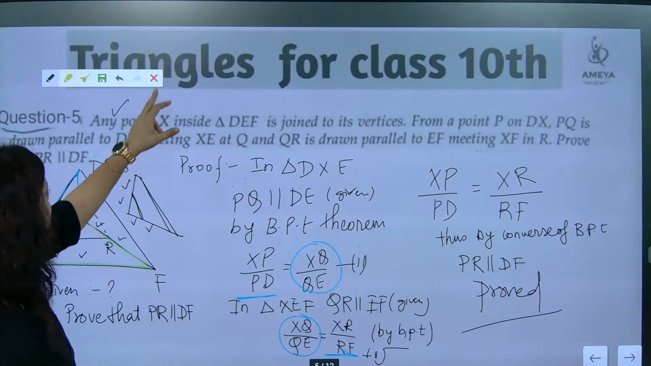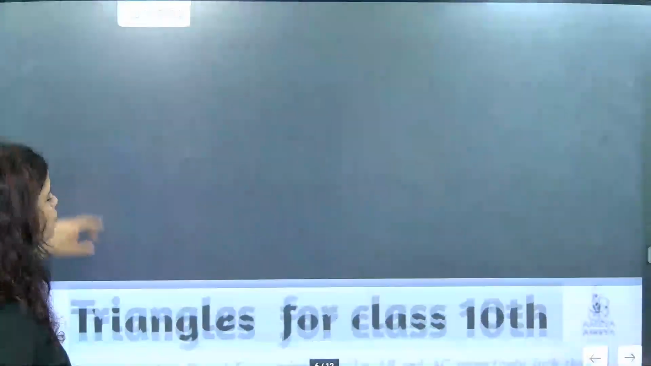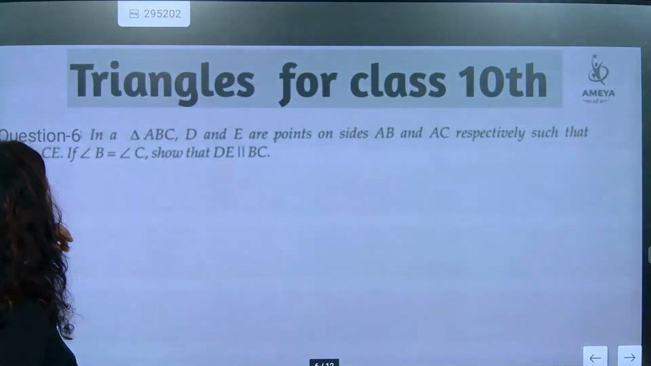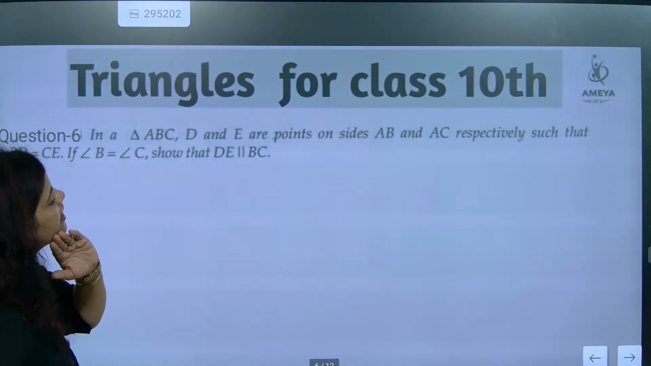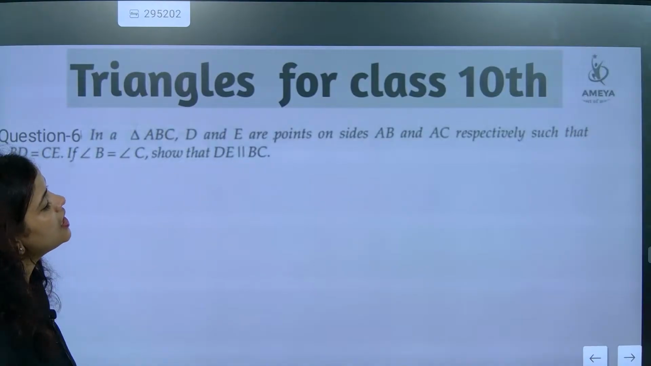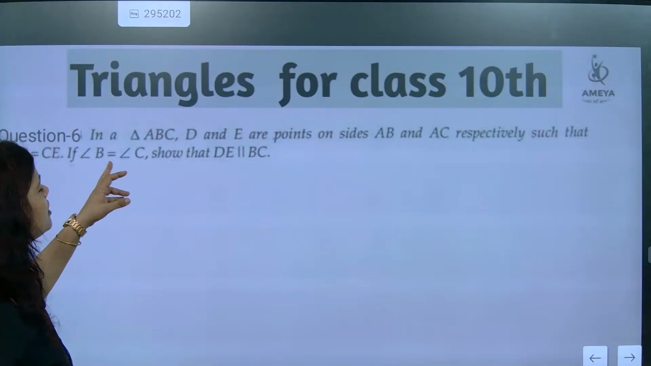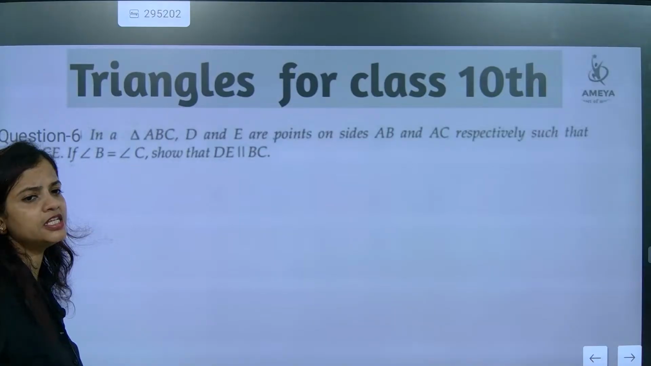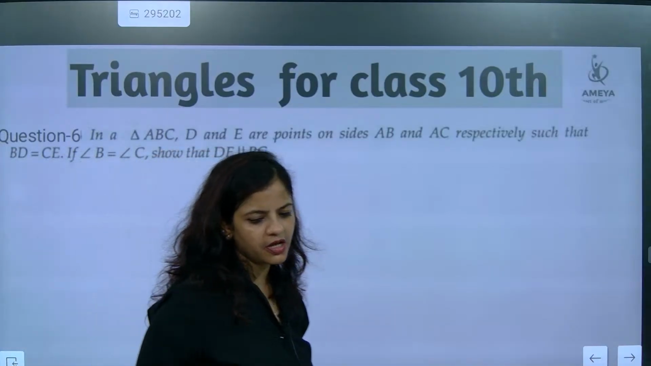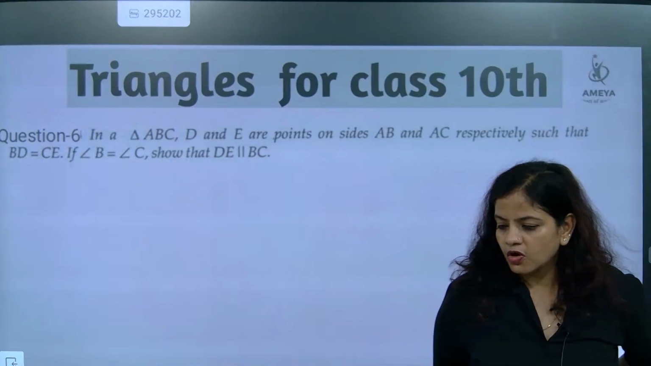Now, look here. So, this is that question we have done. We will go for the next question. Come on, go for this question, beta. In a triangle ABC, D and E are the points on sides AB and AC respectively, such that BD is equal to EC. If angle B is equal to angle C, show that DE is parallel to BC. This is just the reverse part. Can you go for it, please? Go for it, beta.